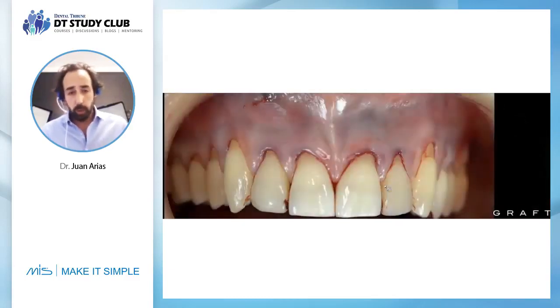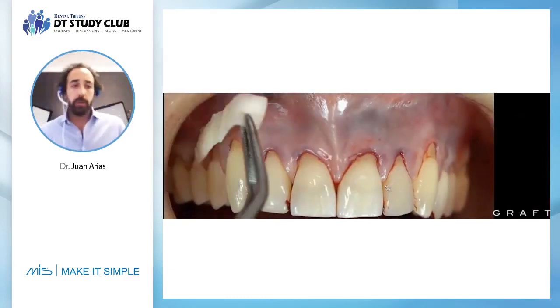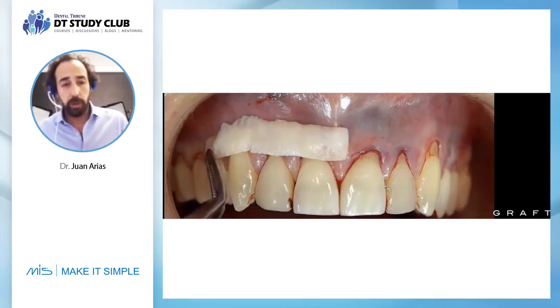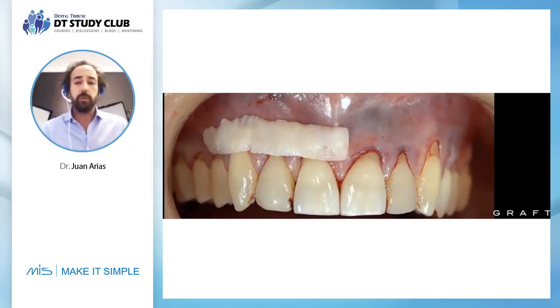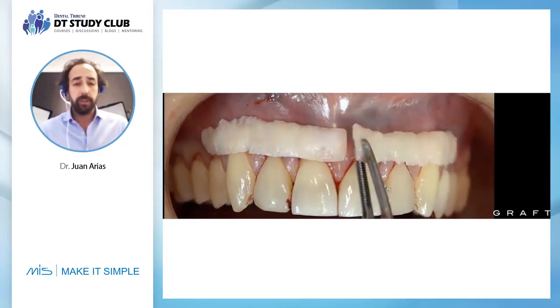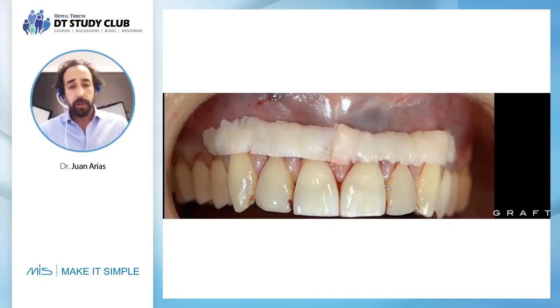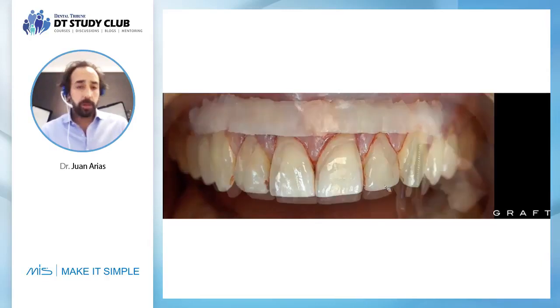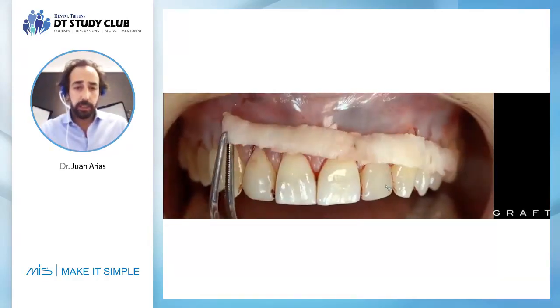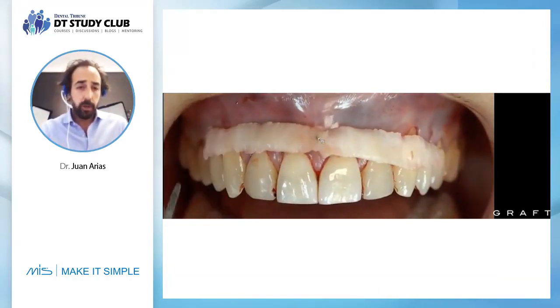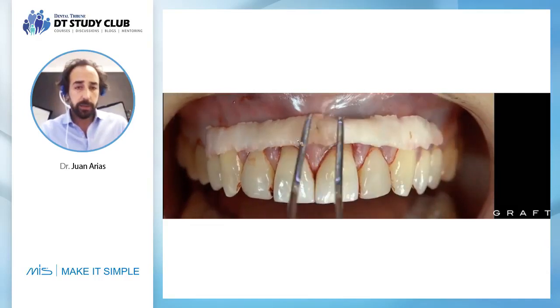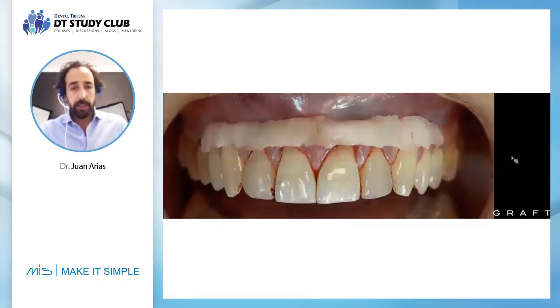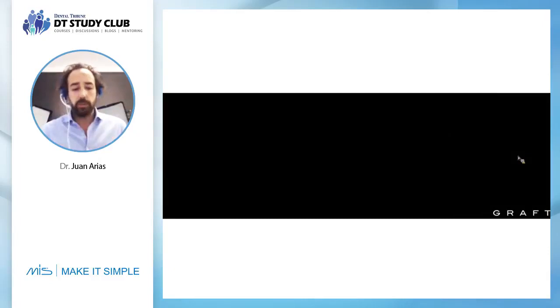So once we've got both grafts, we need to be absolutely sure that the length of the graft will be enough. We've got both of them there, and we join them together with just one stitch. As you can see here, this is the stitch which is joining the tissues. It's not just one graft, it's two grafts joined together.